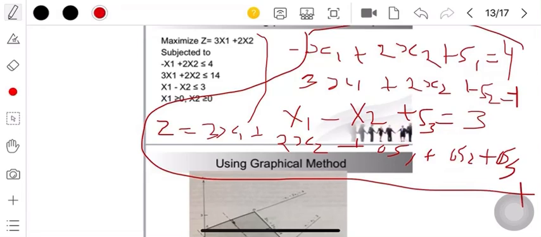So after putting x1 and x2 equals to 0, we will be having s1 equals to 4, s2 equals to 14, and s3 equals to 3. So this is the initial basic feasible solution. These are also known as basic variables, and the remaining x1 and x2 are known as non-basic variables. So now we make a table and we just try to improve upon this. So let me move ahead to the next slide.